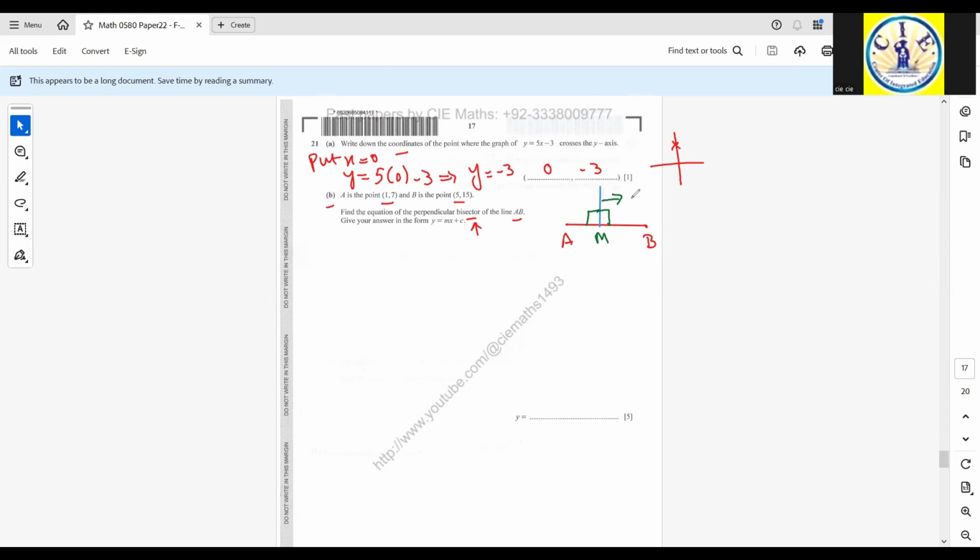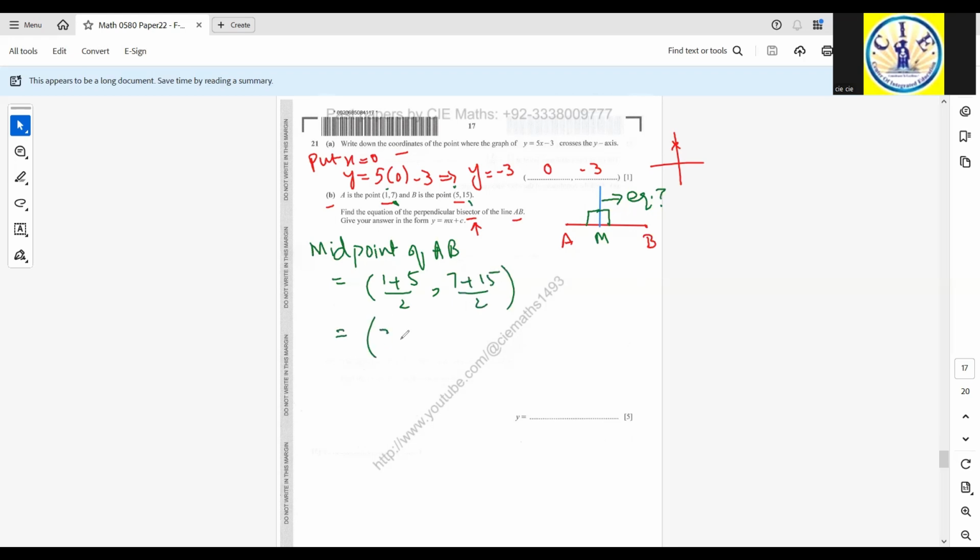So we need to find out the equation of this line. For this, first of all, I need to find out the coordinates of the midpoint. That is 1 plus 5 divided by 2, this one, and then for the y coordinates 7 and 15. 7 plus 15 divided by 2.